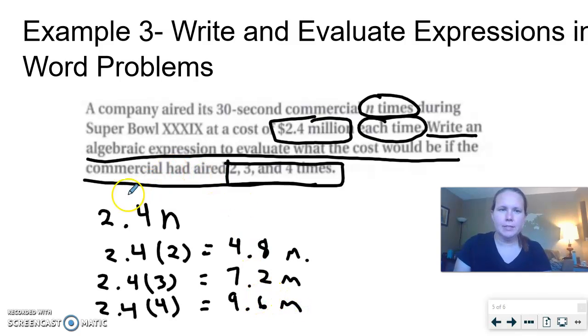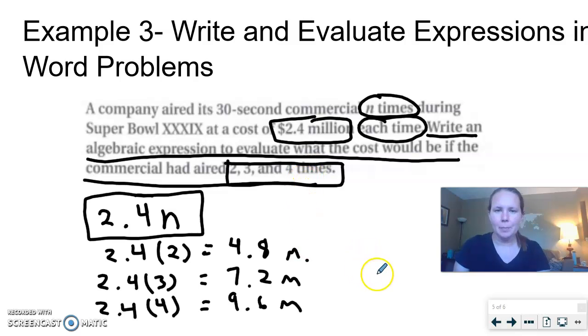All right, and that's how I would set up your algebraic expression that would represent it, and here's how I can solve for each one by substituting in the amount of times they decided to air that commercial.